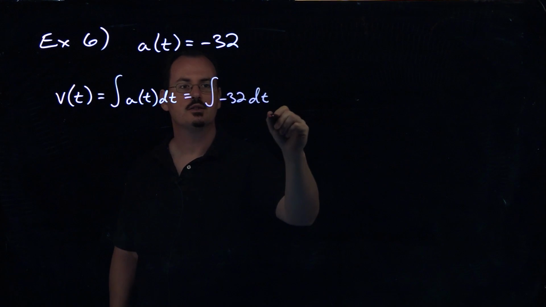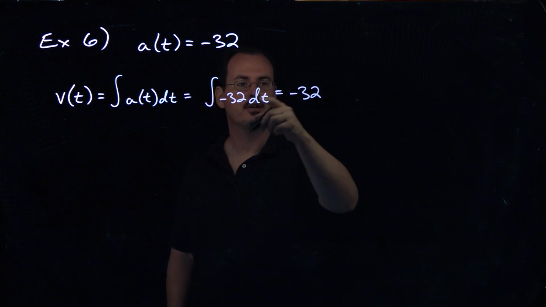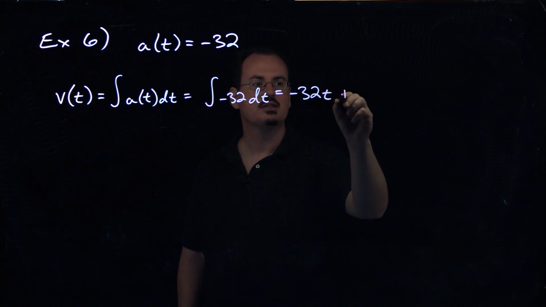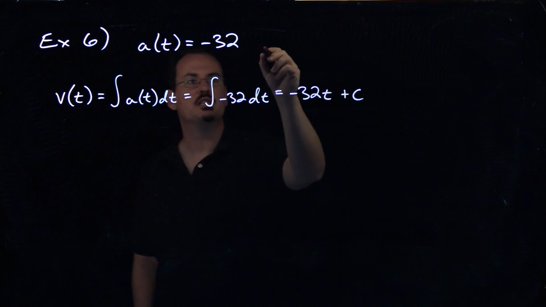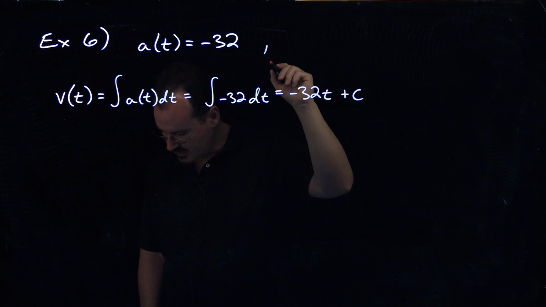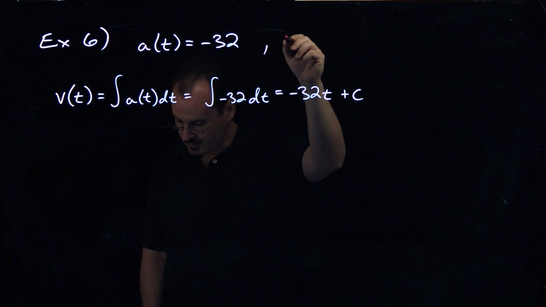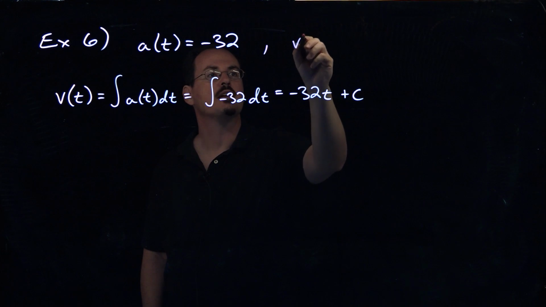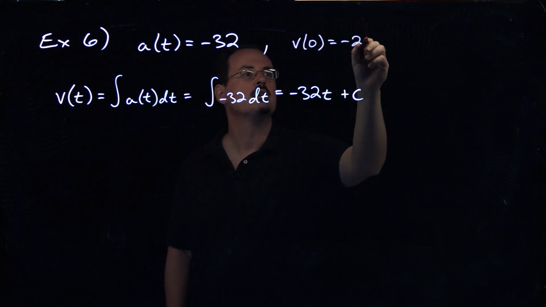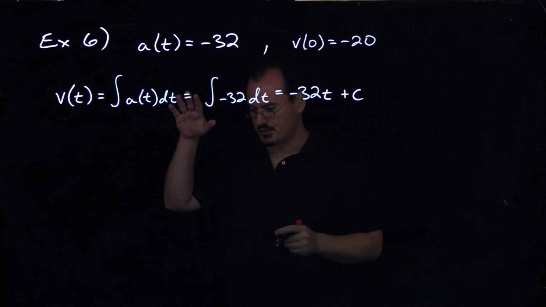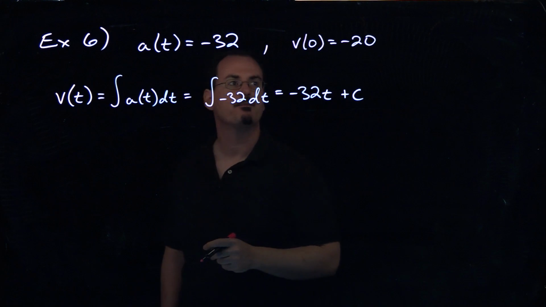That's a constant, so its antiderivative will just be minus 32 times the variable of integration, in this case t, plus some constant. Now this is where the initial conditions come in, which I didn't write, but it says that the object has an initial velocity of minus 20 feet per second. So that's saying that v of 0 is equal to minus 20. Now what does that mean? That basically just means that whoever was standing on top of this building threw this thing downward with that velocity of minus 20 feet per second.